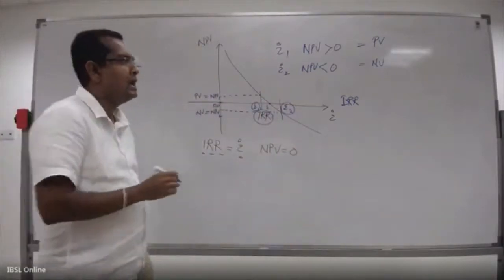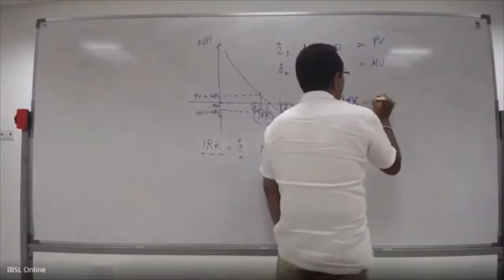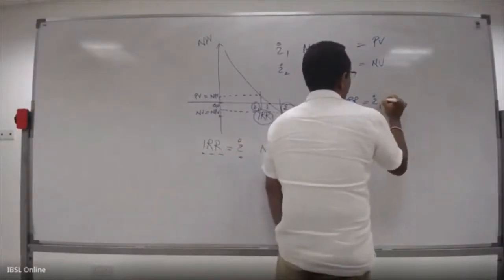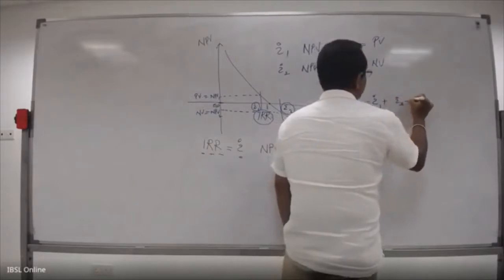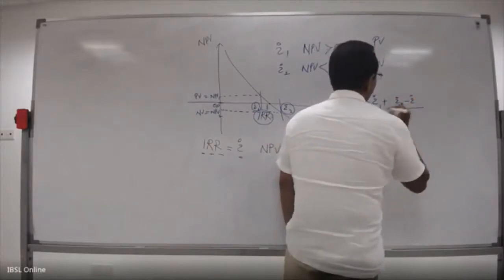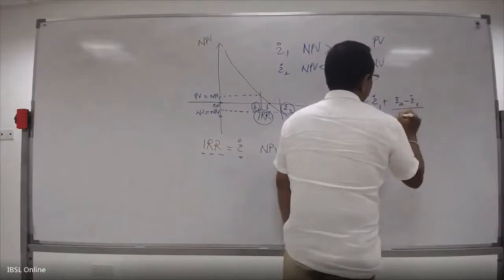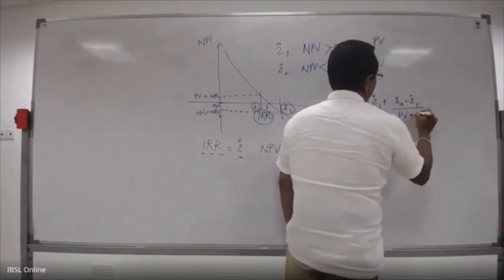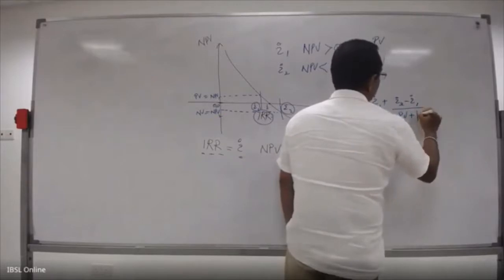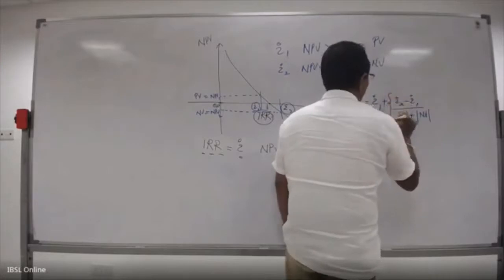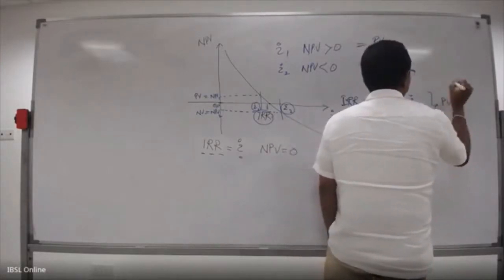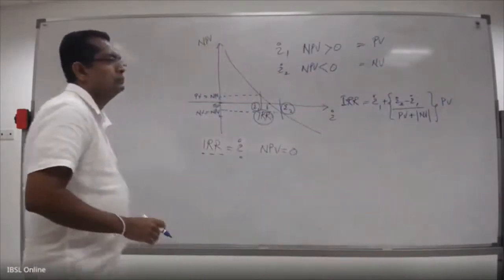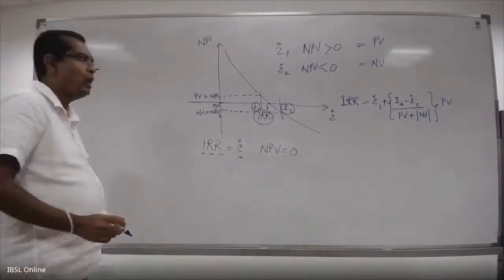IRR equals I1 plus (I2 minus I1) divided by (positive value plus absolute value of negative value), into positive value. This is the formula for IRR.